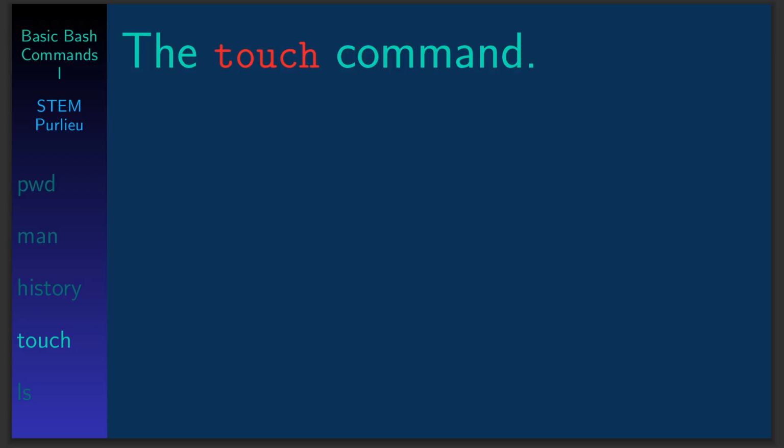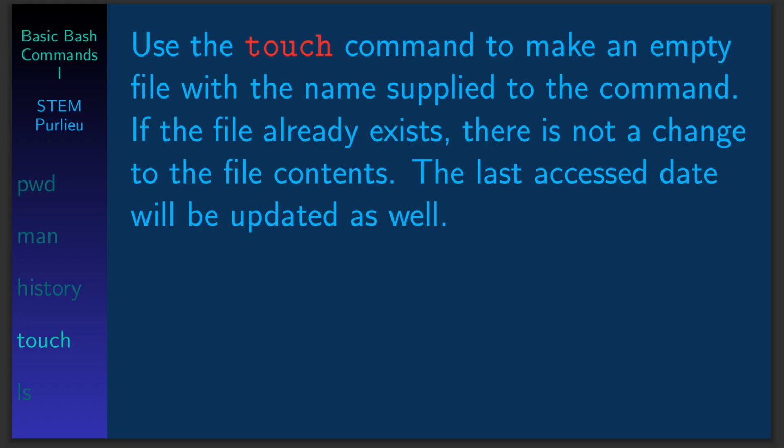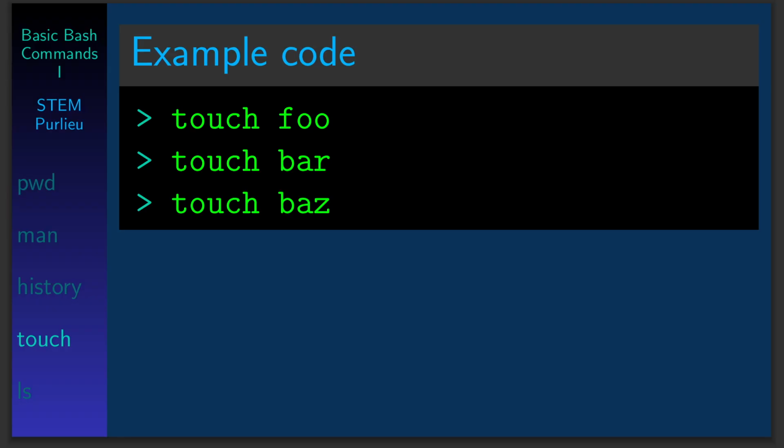Now let's talk about the touch command. The touch command will make an empty file with the name that you supply to the command. So you say touch space file name, and then file name is created. If the file already exists, there is no change to the file contents. The touch command will update the last access date to the item that you touch. Here's example code. So we're going to say touch foo, touch bar, touch boz.